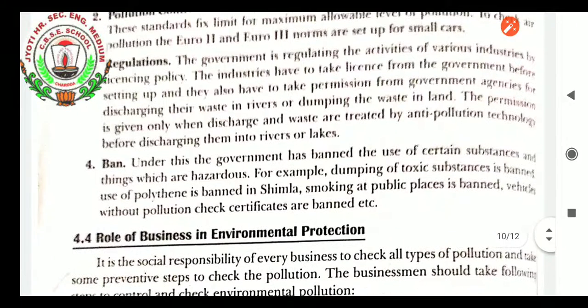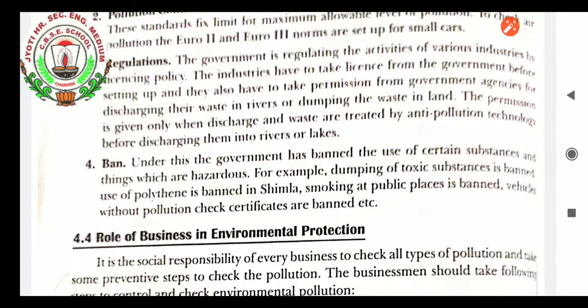Ban. Under this, the government has banned the use of certain substances and things which are hazardous. For example, dumping of toxic substances is banned. Use of polythene is banned in Shimla. Smoking at public places is banned. Vehicles without pollution check certificates are banned.